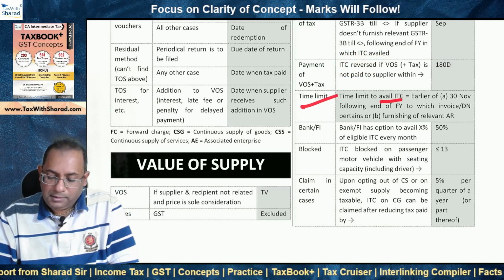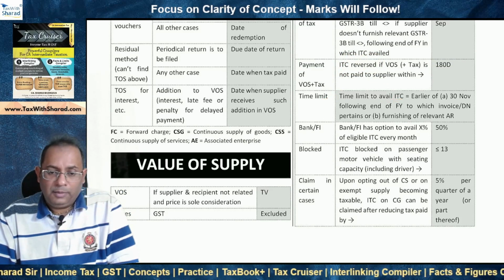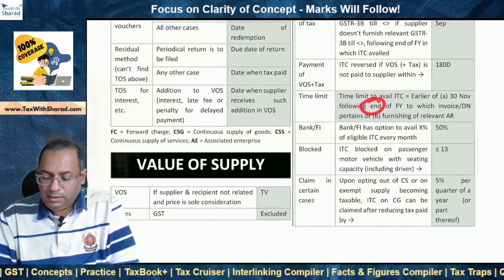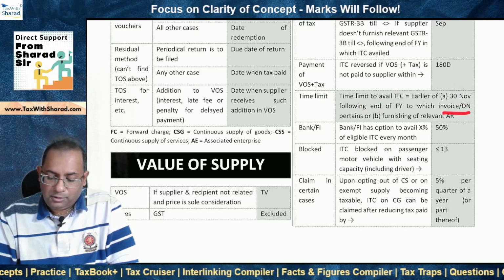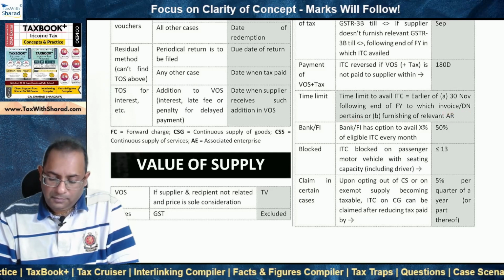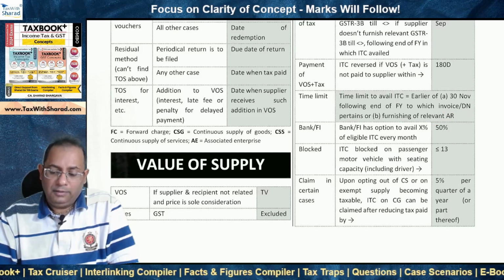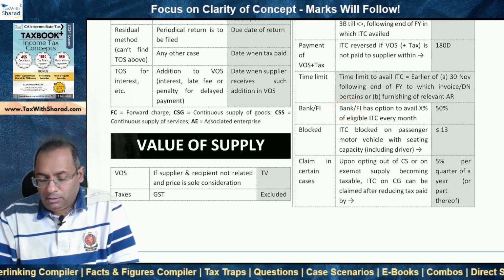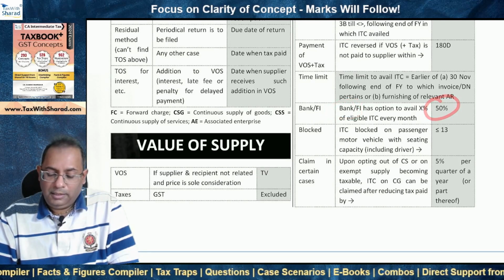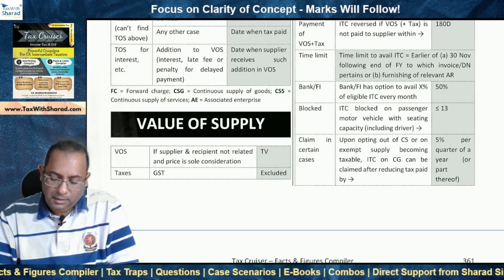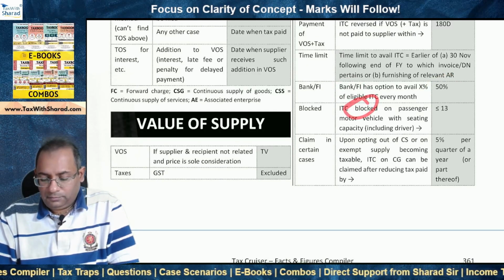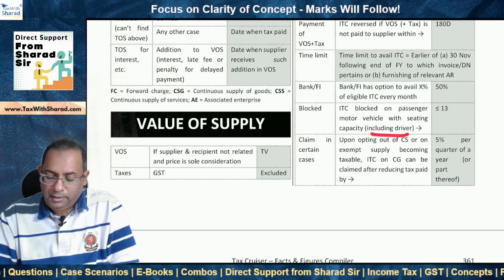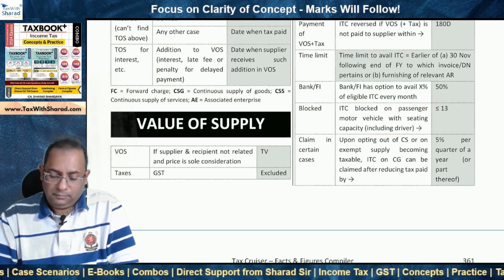Time limit to avail ITC. It is the earlier of A or B, where A is 30th November following the end of the financial year to which the invoice or debit note pertains, and B is furnishing of the relevant annual return. A bank or financial institution has an option to avail 50% of eligible ITC every month. ITC is blocked on passenger motor vehicles with seating capacity including driver of up to 13.